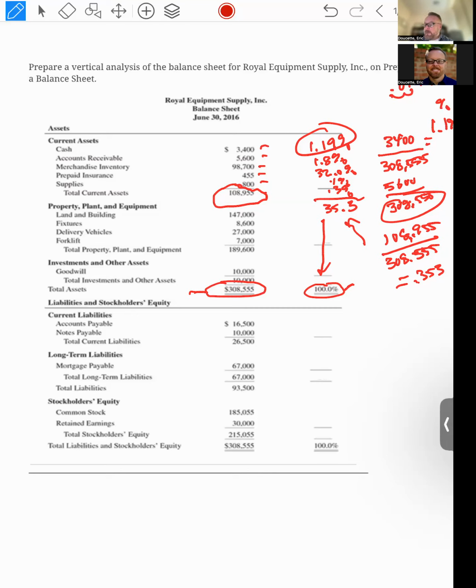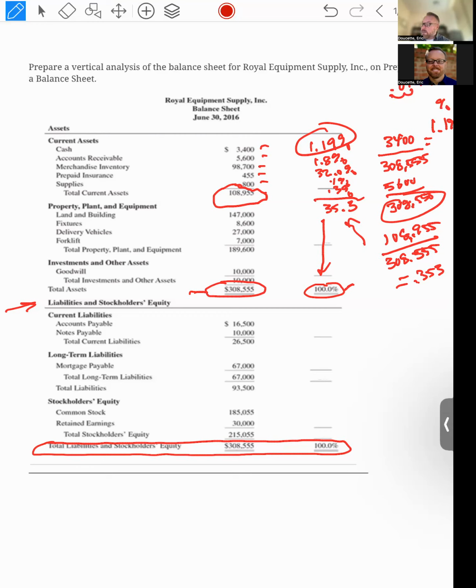But anyway, that's what you do. And you do the same thing down here, except for down under liabilities and stockholders' equity, the total liabilities and stockholders' equity is what you used as your denominator when you're figuring out the percentage. So now you're going to find out the percentage of accounts payable to your total liabilities, your notes payable to your total liabilities, your total current liabilities to your total liabilities.